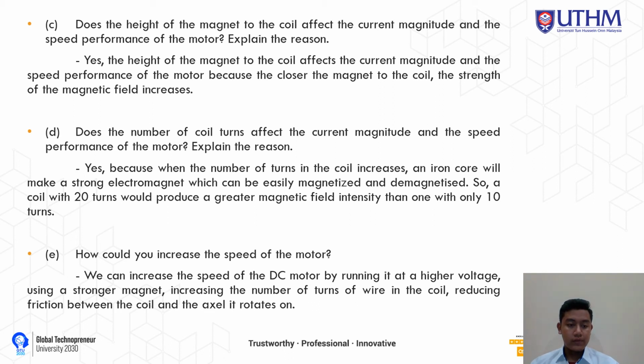For the fifth question, how could you increase the speed of the motor? We can increase the speed of the DC motor by running it at a higher voltage, using a stronger magnet, increasing the number of turns of wire in the coil, and reducing friction between the coil and the axle it rotates on.